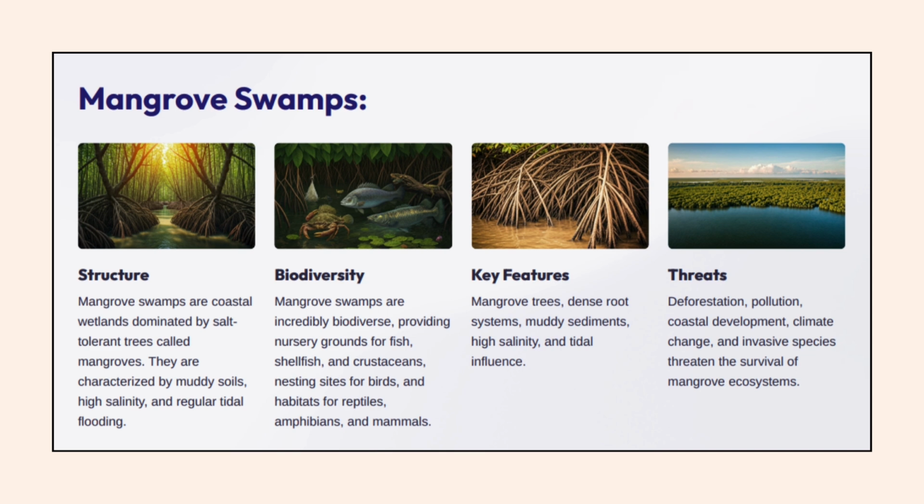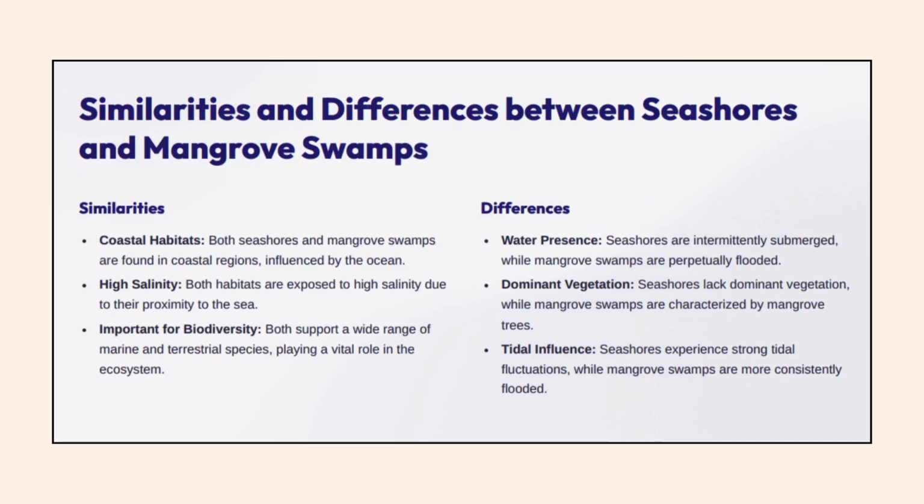So, mostly, dyan yung mga reptiles natin like crocodile, okay, alligators, so yung mga sea snakes natin, so dyan sila nagne-nest. Amphibians and mammals. So as for key features, mangrove trees, dense roots system, muddy sediments, high salinity, and tidal influence. And as for threats, deforestation, pollution, coastal development, climate change, and invasive species threatens the survival of mangrove ecosystem.